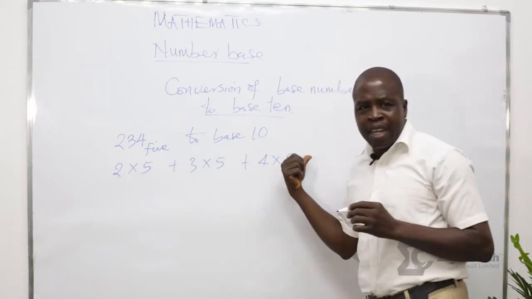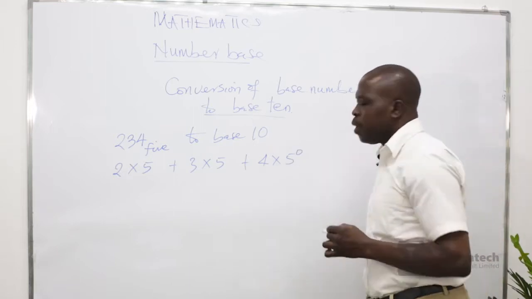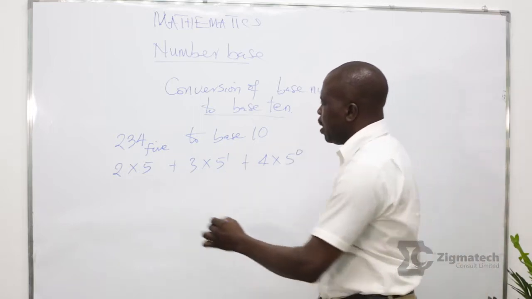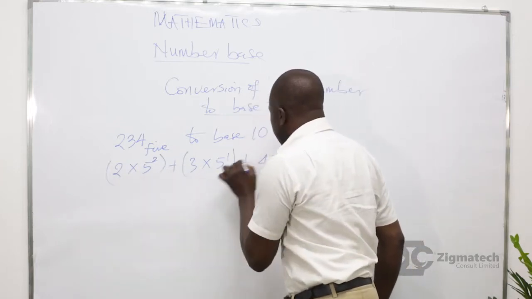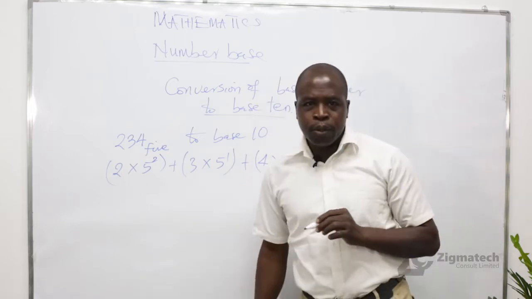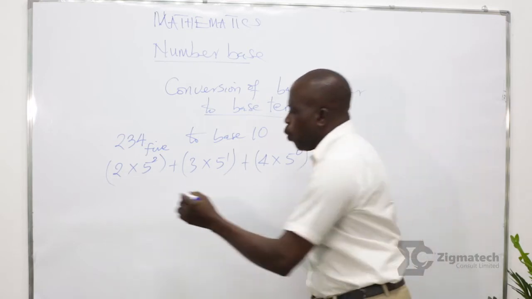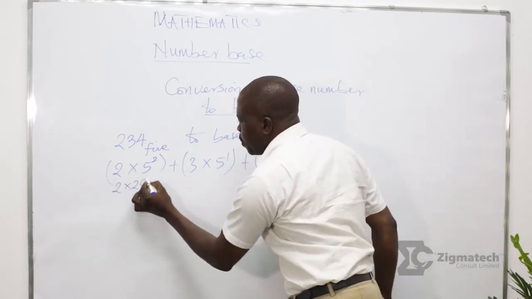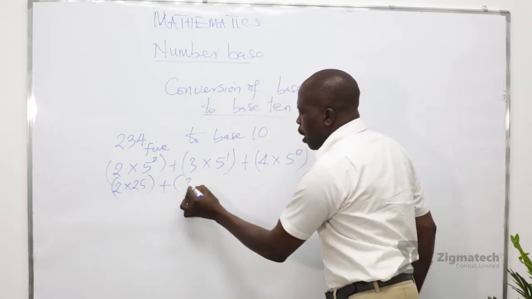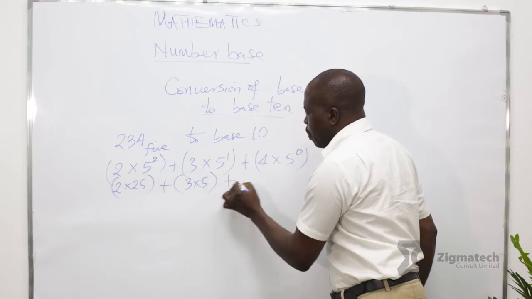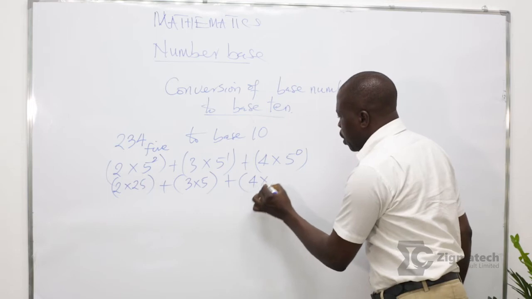If you check from the back, you are starting with the power 0 for 5. 0 for this, 1 for this, and 2 for this. Put each of these terms in brackets. Now let's go. 5 raised to the power 2 is 25. We have 2 times 25. 5 raised to the power 1 is 5. You have 3 times 5. And 5 raised to the power 0 is 1. You have 4 times 1.